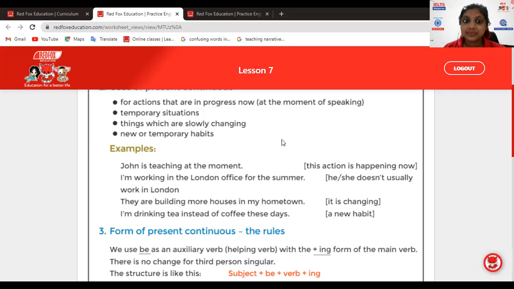I am working in London office for the summer, working in London. They are building houses. Then at the end, I'll explain. There are building more houses in my hometown. I am drinking tea instead of coffee these days. Very nice. Can you please give us your name? I am Sonia. Thank you so much, Sonia. I really appreciate this. Very good.